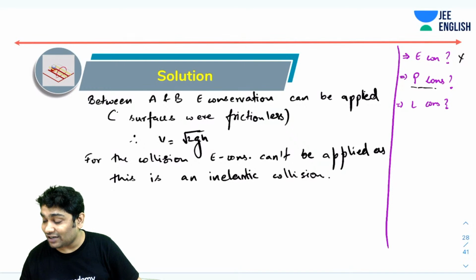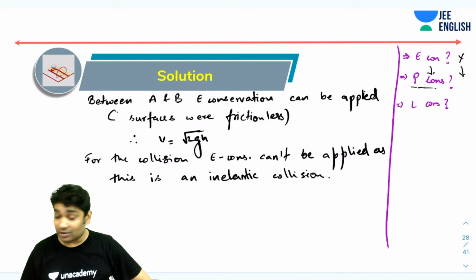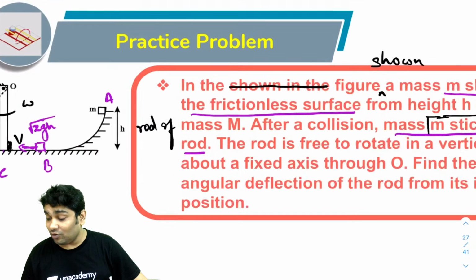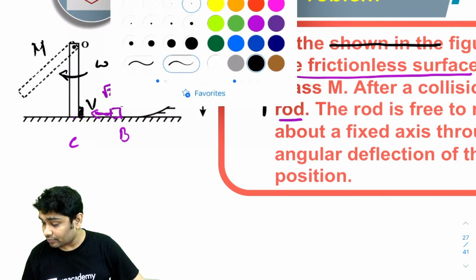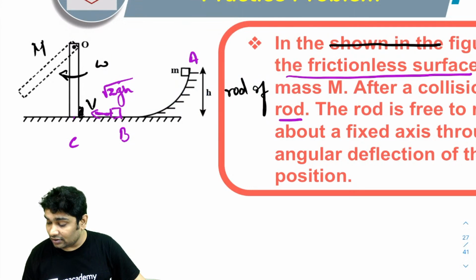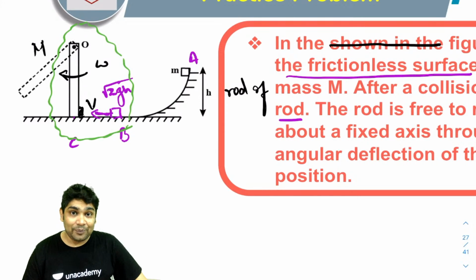So we will always start from here, and if this can be applied, I will directly use this. If this cannot be applied, then I will move to here. Now, how about momentum conservation? Can I apply momentum conservation? Let's see what happens if I take these two as one system. If I take the rod and the mass as one system, can I apply momentum conservation? What do you think?